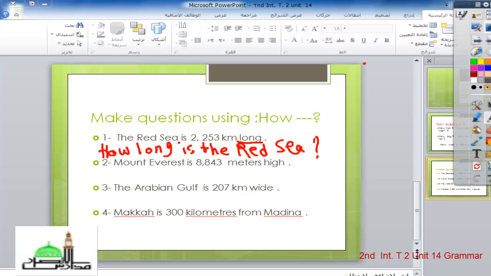Second one, Mount Everest is 8,843 meters. How can I make a question about this sentence? Yes. Again, look at the last adjective, high. So I can make a question using how. How what? What's the adjective here? How high. Yes. Again, is. How high is? Is what? Mount Everest.